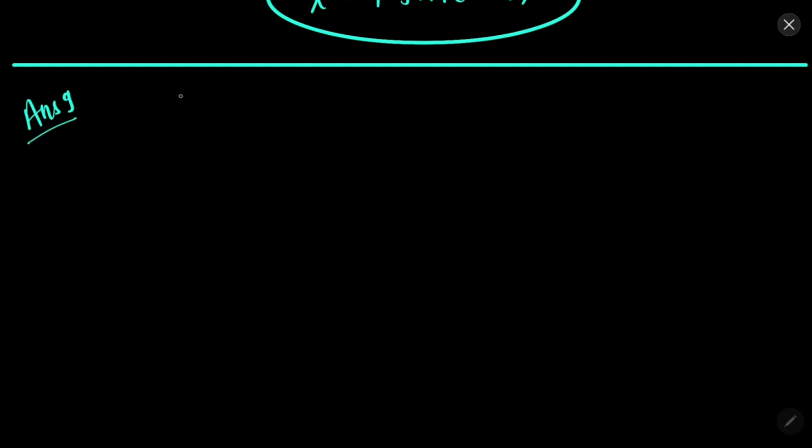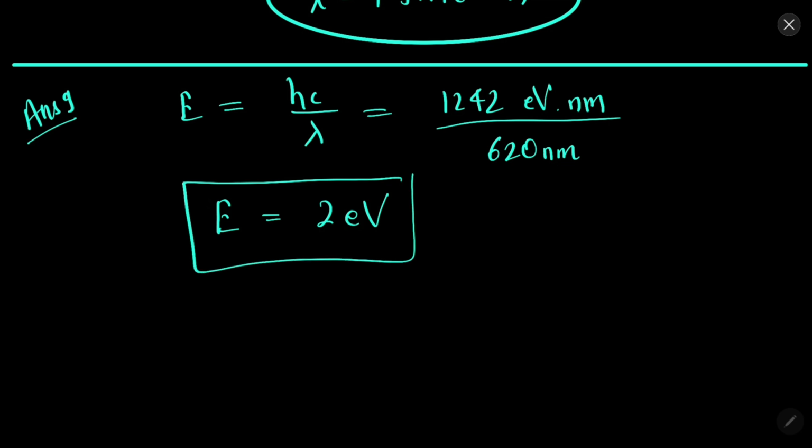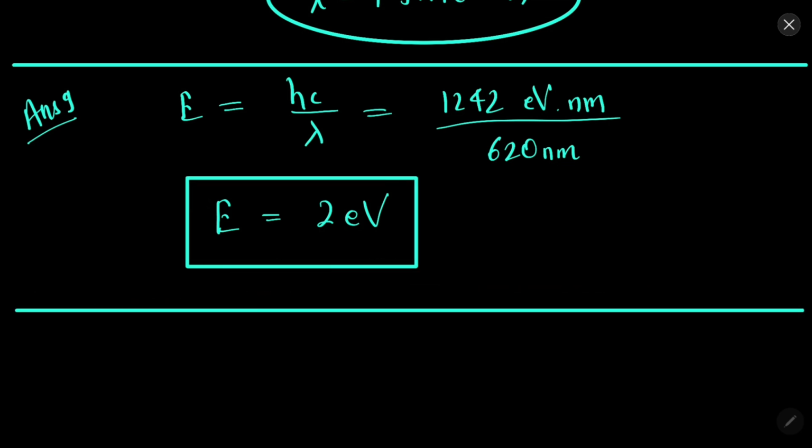So again same thing, band gap will be the energy required to overcome the gap. So it is hc over lambda, 1242 eV nanometer over wavelength, which is given 620 nanometer. So energy that will be required to overcome the gap will be, after solving this, 2 eV. So this much energy is required to overcome the gap.